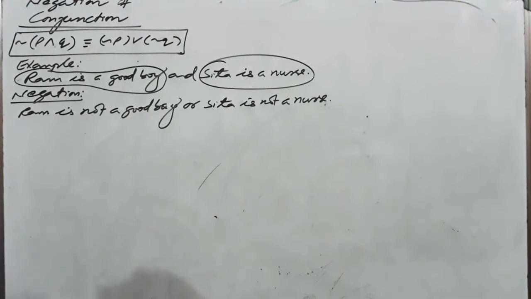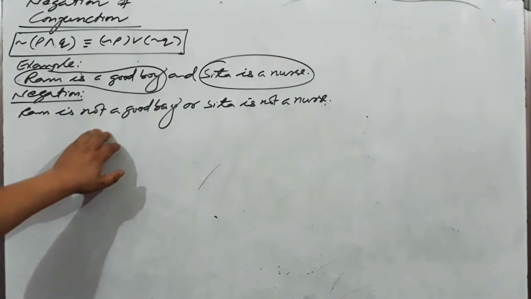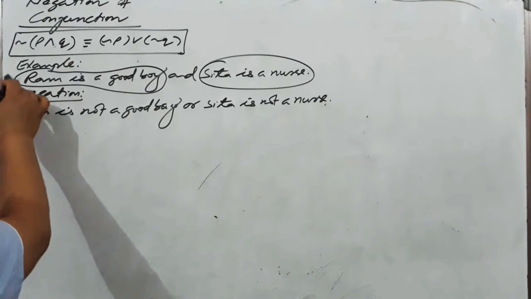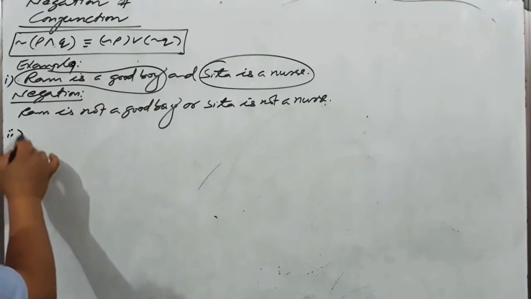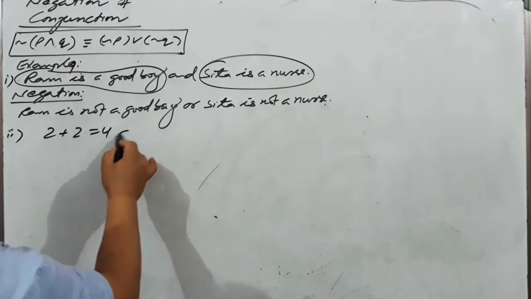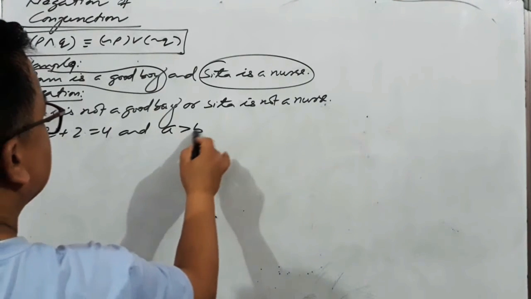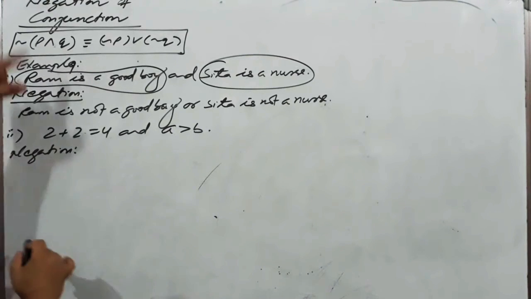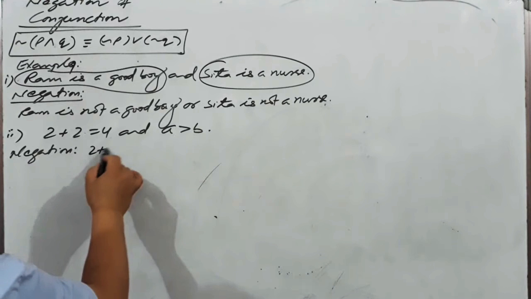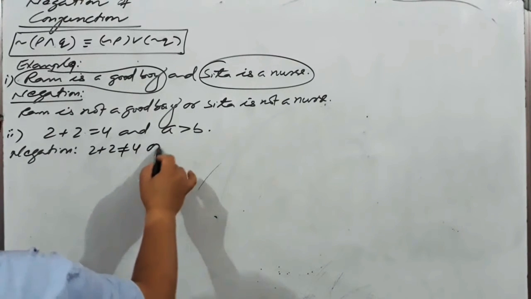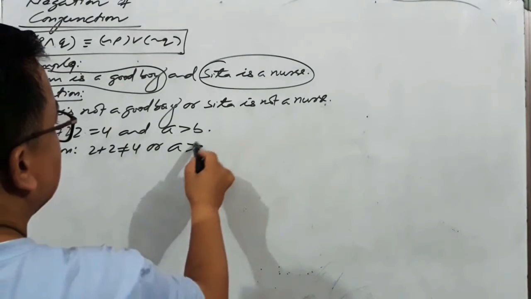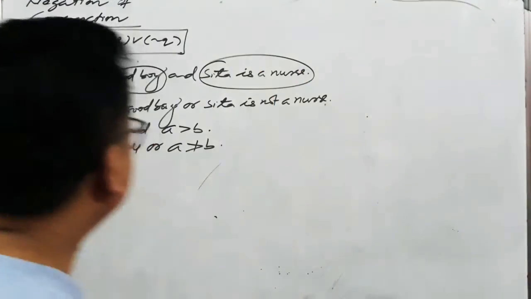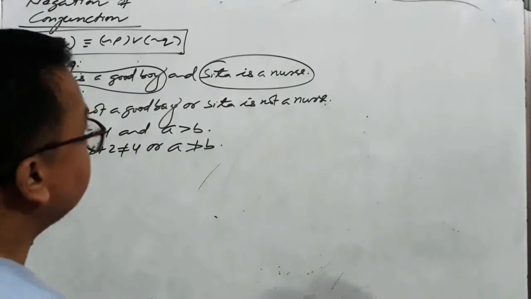This way, or you may use: either Ram is not a good boy or Sita is not a nurse. This way we can make the negation. Let me tell you another example: 2 plus 2 equals 4 and A is greater than B. According to the formula, the negation will be 2 plus 2 is not equal to 4 or A is not greater than B. Two examples are enough, right?